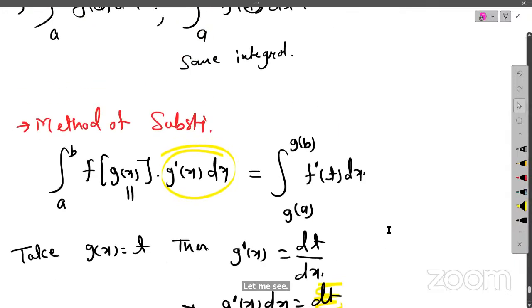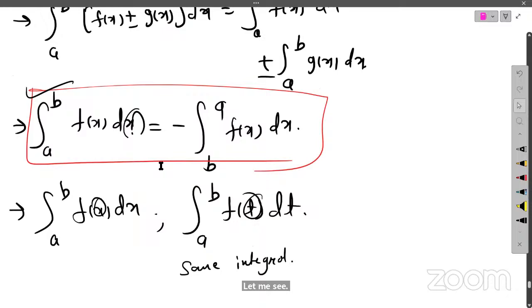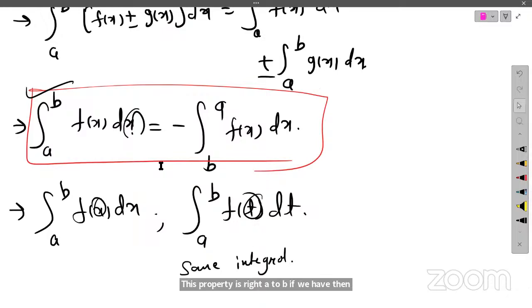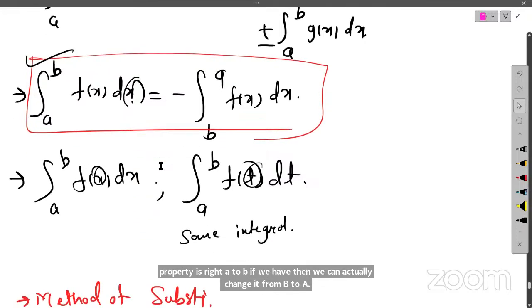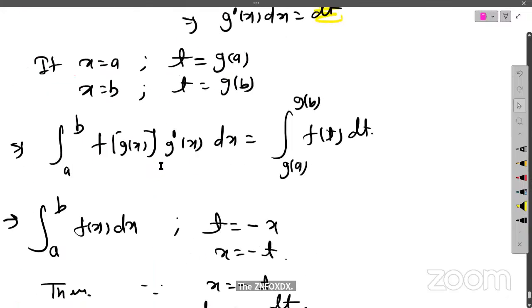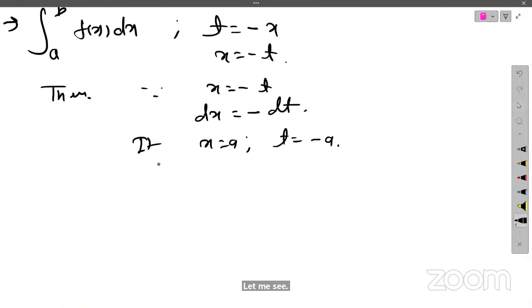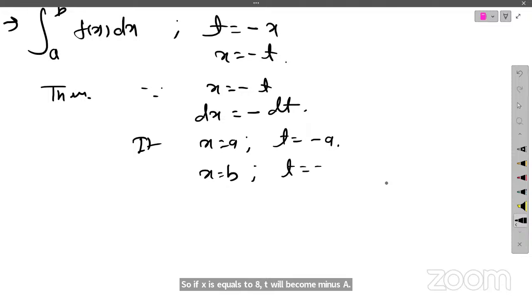I think I've made some mistake here. This property is right: a to b, we can change it from b to a using f of x dx. Let me see. Okay, so I think we have to use this particular one twice. Let's try it. So if x is equal to a, t will become minus a. And if x is equal to b, t will become minus b.